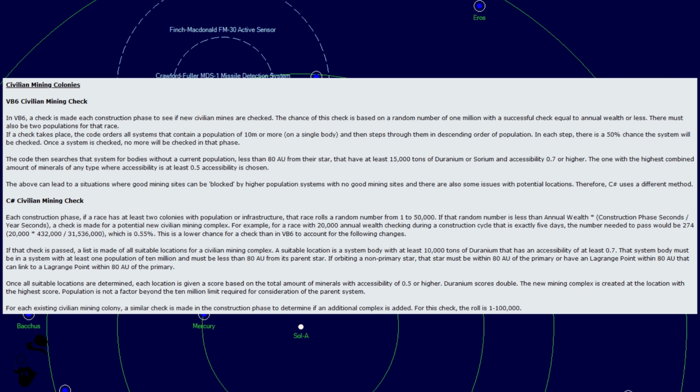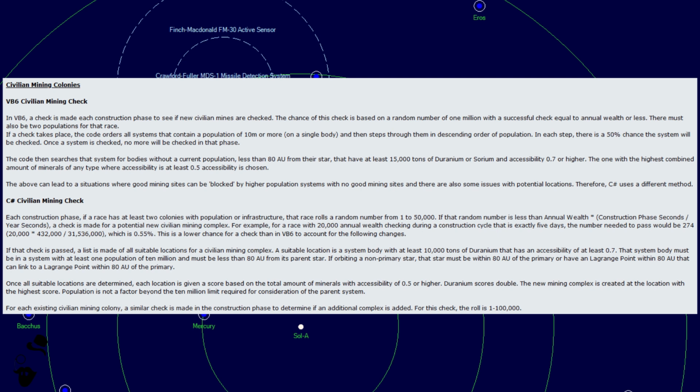Therefore, C-sharp uses a different method. Each construction phase, if a race has at least two colonies with population or infrastructure, that race rolls a random number from 1 to 50,000. If that random number is less than annual wealth times construction phase seconds divided by year seconds, so the construction phase length, a check is made for a potential new civilian mining complex. For example, for a race with 20,000 annual wealth checking during a construction cycle that is exactly 5 days, the number needed to pass will be 274. So 20,000 times 432,000 divided by 31.5 million, which is 0.55%. This is a lower chance for a check than in VB6 to account for the following changes.